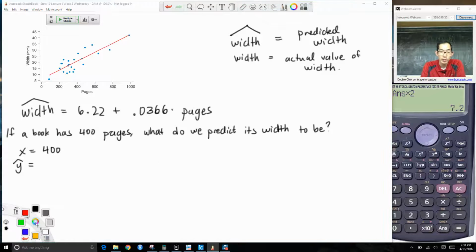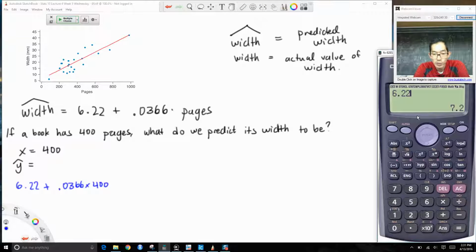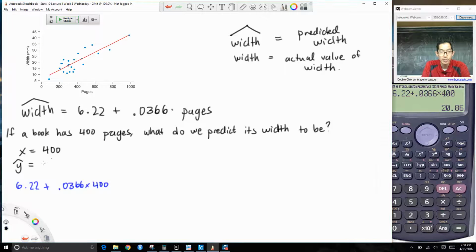Okay, so our answer would be 6.22 plus 0.0366 times 400, and I get 20.86. Is that good? Okay. What if I have 500 pages? What would my y hat be?